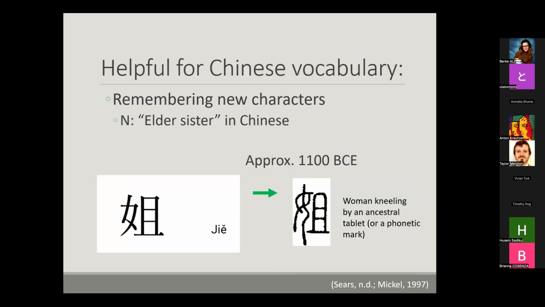If you're going to study kanji or Chinese, it's very, very helpful to know the origin of the kanji so that you can get an idea and help to remember the meaning of it, right? So, for example, older sister in Chinese came from a picture of a woman kneeling by an ancestral tablet.